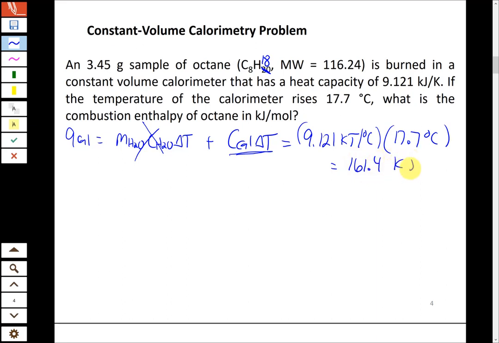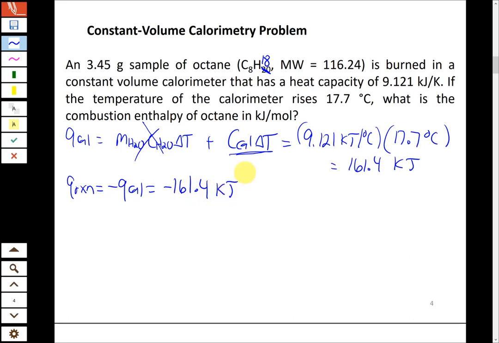Also need to be careful with units because sometimes heat capacities can be in kilojoules or joules. Usually the standard one for water is in joules, so make sure that everything is in the same units if you're going to add it. So here it's going to be kilojoules. That's our only term we have to worry about. And then the next step is the trivial one, which is to say that the heat of reaction is equal to the negative heat for the calorimeter. So you just put a minus sign on that, minus 161.4 kilojoules.